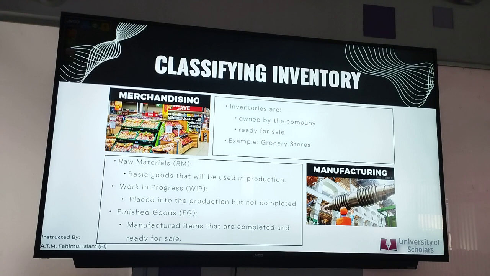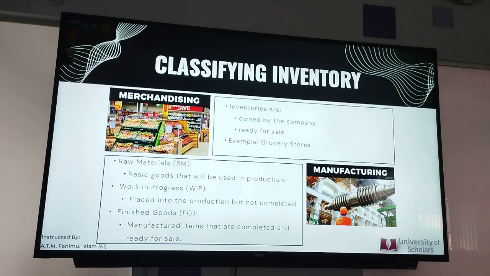For example, as the picture shows, a grocery store is an example of a merchandising company. From our Bangladeshi perspective, we can say examples are Agora, Shopno, Mina Bazaar, Miniso. They are merchandising companies. They buy ready-made products from their suppliers or vendors or importers, and they sell those products as they are. They make no changes and add no value to the product. So what they buy, they just sell, and they term those products or stocks as inventories only.